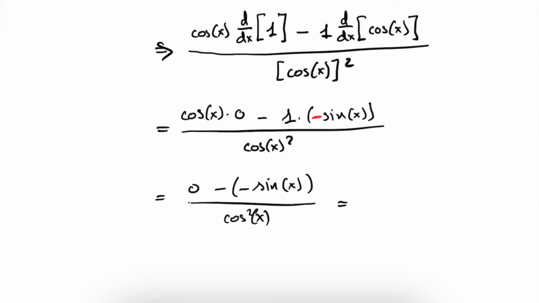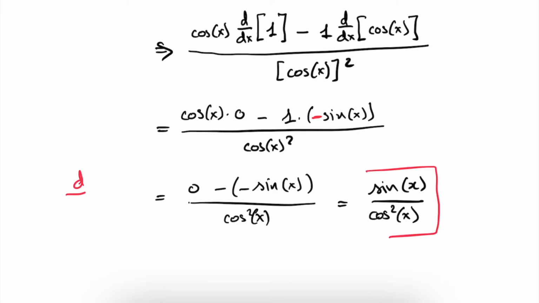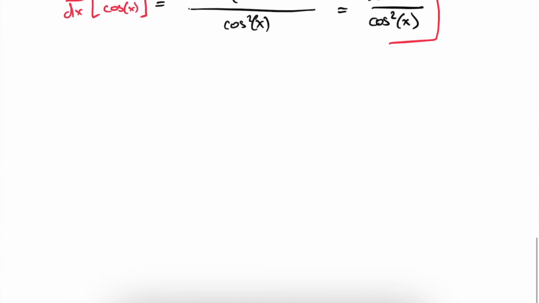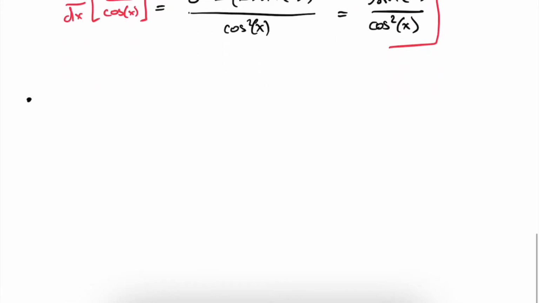And this is simply equal to sine of x divided by cosine squared of x. And there we already have our result. So this was the derivative of 1 over the cosine of x. This is going quite well. So let's go to another exercise.